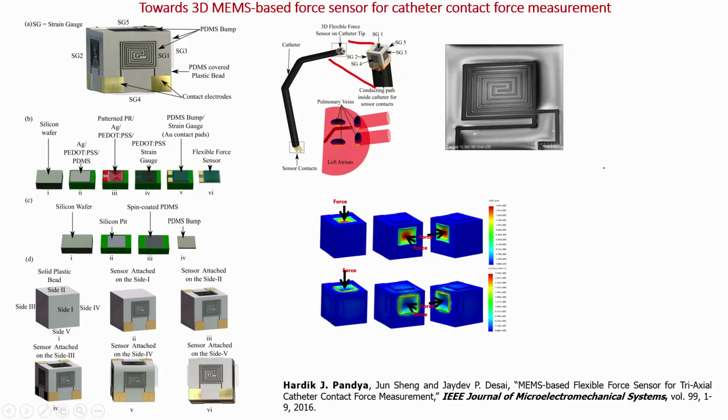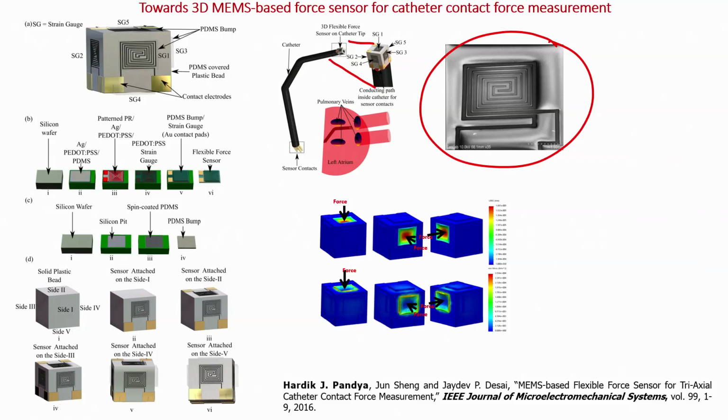Now, if you see here what we have used, we have used a coil as a strain gauge. We also did measurement, and if you want to see it in detail, please go through this work of mine: MEMS based flexible force sensor for atrial fibrillation for triaxial catheter contact force measurement. It is published in the IEEE Journal of Microelectromechanical Systems, and you will be able to see in detail how we have performed the analysis.